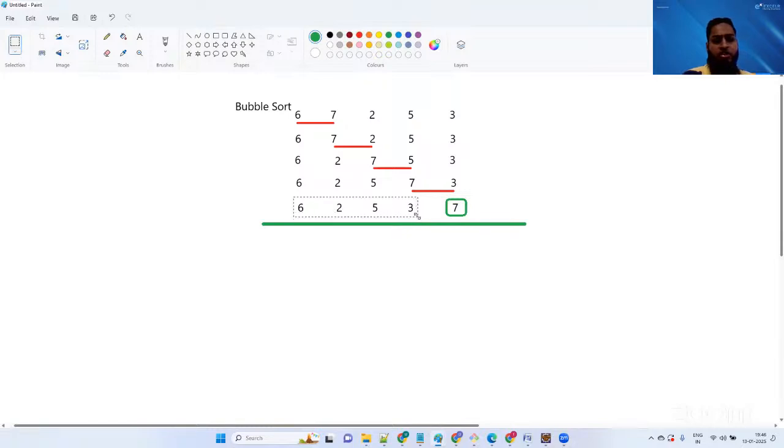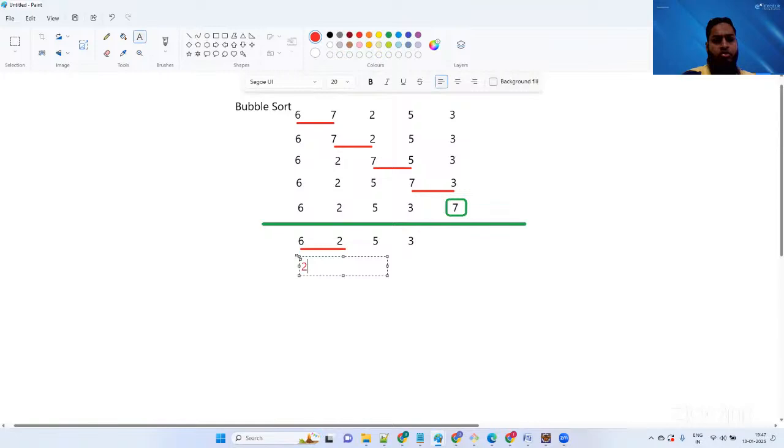These are my unsorted elements. I will copy them for the next iteration. And again, the cycle will repeat from the start. So now what will I compare? I'll compare 6 with 2. Do I need to swap? Yes, I need to swap because 6 is greater than 2.